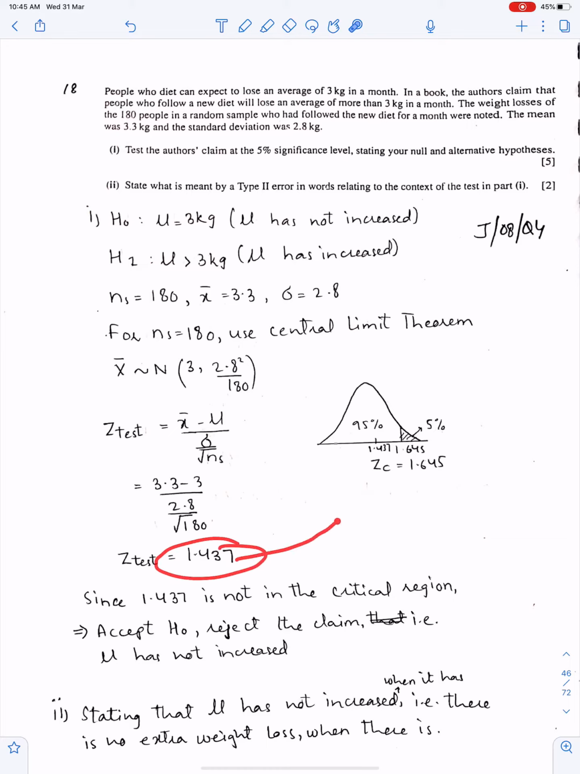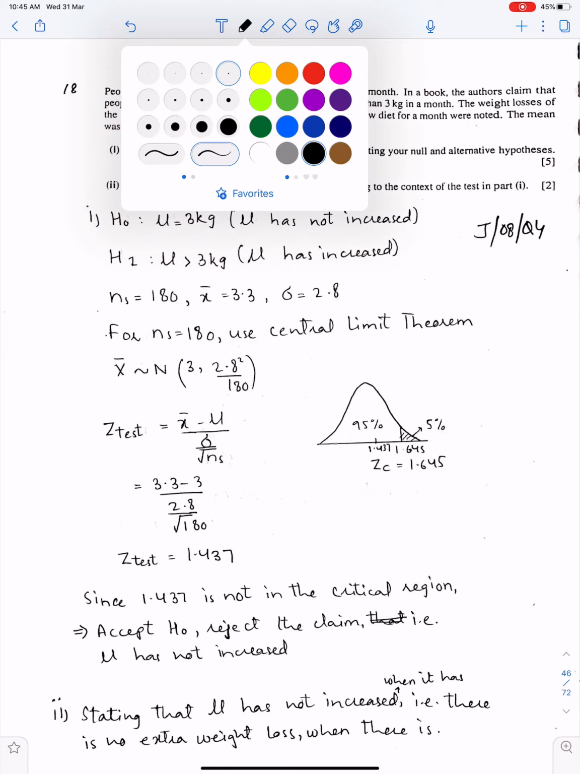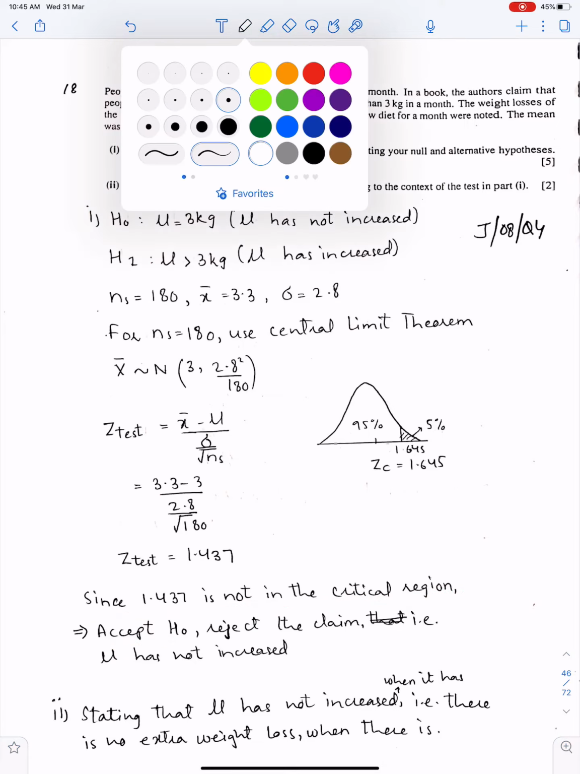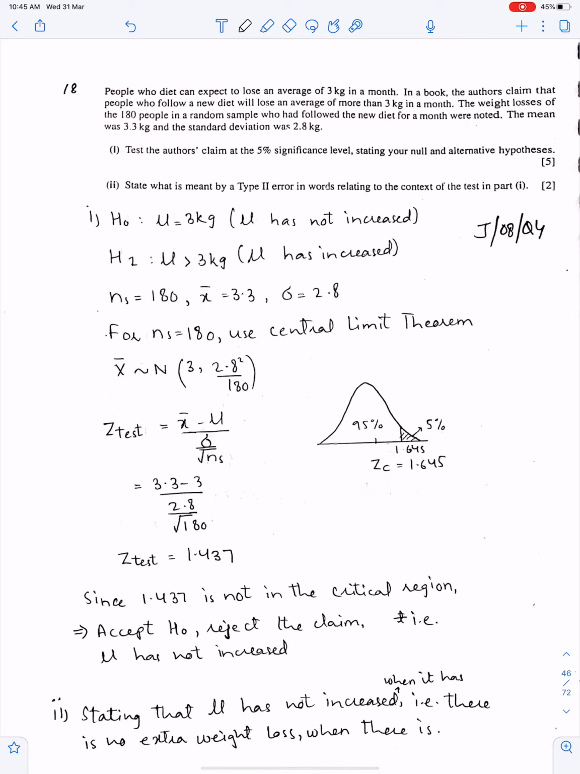This number is not in critical. Since this number is here, you have to accept H naught. Reject the claim. Reject that mu has increased. It is not in critical region, accept H naught, reject the claim. That is, mu has not increased.